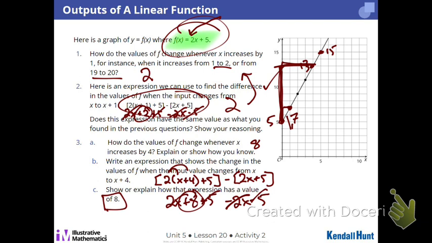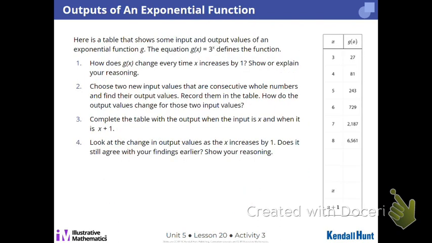So if you think we started with the line here, what do you think's coming next? Exponential. So we're gonna keep the same idea going. We're gonna look at an exponential function next. I've got some notes I'm gonna hand out for this because I think it's nice to have notes for the table. Here's our function, g of x equals 3 to the x.